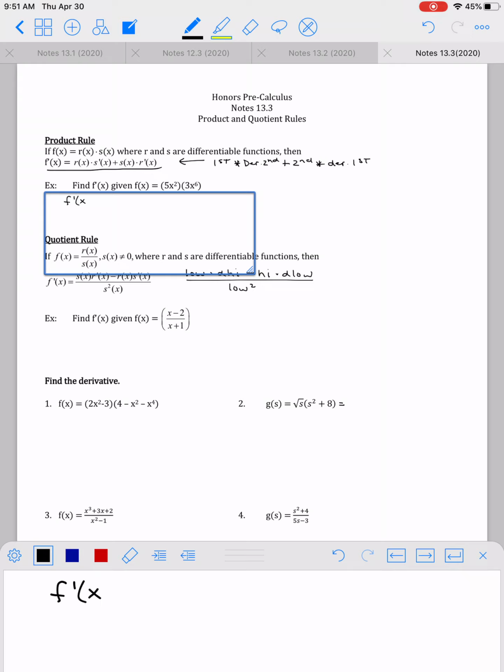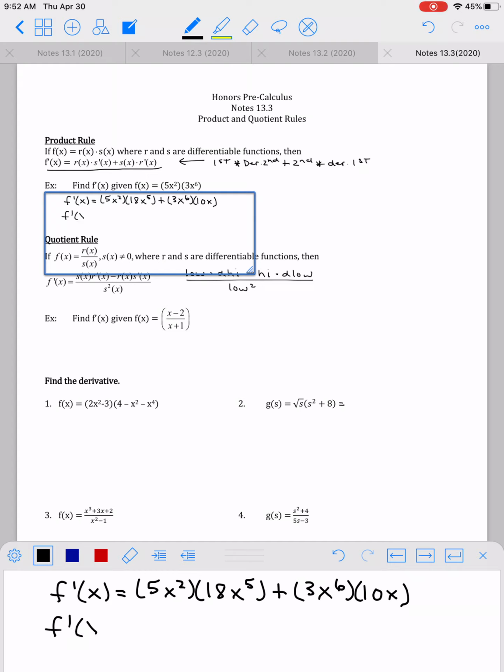So f prime of x, we're going to take the first function, 5x squared, multiply it by the derivative of the second, which is 18x to the fifth, and then we're going to add the second function, 3x to the sixth, times the derivative of the first one, 10x. So that's the product rule. Now it's just algebra and simplify. Here we're going to get 90x to the seventh plus 30x to the seventh, and you add those together, and the derivative is 120x to the seventh.